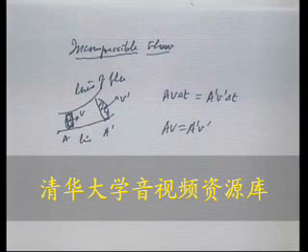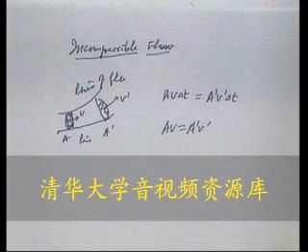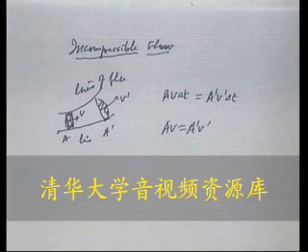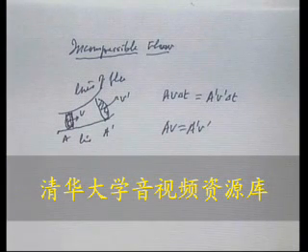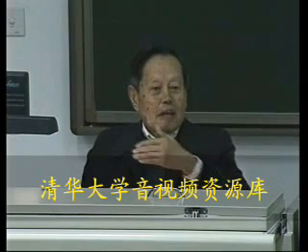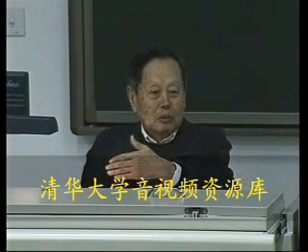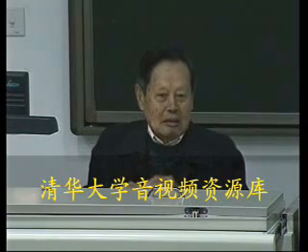In other words, the velocity is inversely proportional to the area. That's of course obvious. If you have a river which is very narrow and suddenly becomes very wide, then the fast flow in the narrow part, upon coming to the wide part, would slow down, obviously.